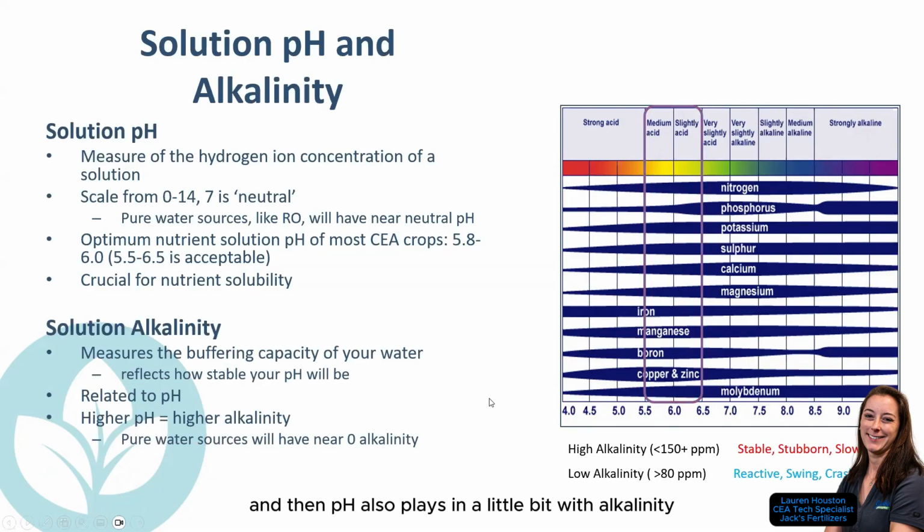And then pH also plays in a little bit with alkalinity. They're very closely related, but they are not a measure of each other. That's a common misconception, that if you want to change the pH, you have to change the alkalinity and vice versa. However, alkalinity measures the buffering capacity of your water. It is completely separate from pH.